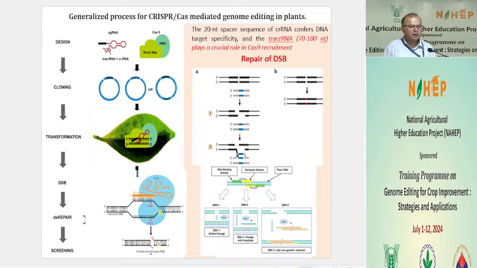SDN3 means where you are integrating something, some new gene or new sequence using this technology, that is SDN3, whereas in SDN1 and SDN2 you do some mutations in a minor way.